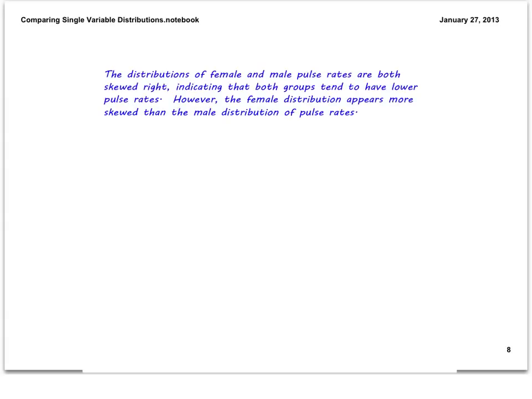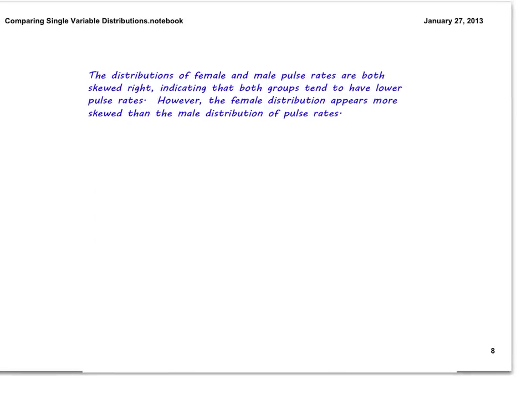So now we're going to talk about the shape, outlier, center, spread, or the SOCS, of these distributions using comparative language. Let's begin with the shapes. The distributions of female and male pulse rates are both skewed right, indicating that both groups tend to have lower pulse rates. However, the female distribution appears more skewed than the male distribution of pulse rates. If you look back at those box plots, you will see that the median for the female distribution was closer to Q1, but the median of the male distribution was closer to Q3. And that's where I get this idea that the female distribution appears to be more skewed.